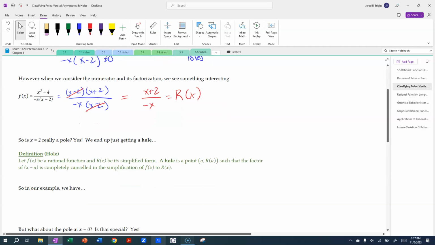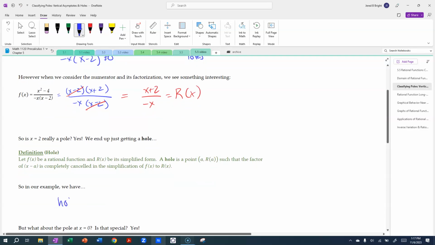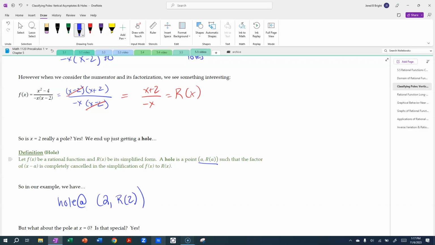So for our instance, we have a hole at x equal to 2, and then I would need to put 2 into r of 2, according to the definition, to find out the location of the hole. So if I do this, 2 plus 2 over negative 2, what would that give me? 2 comma, let's see, 4 over negative 2, negative 2. So I would have a hole at this point when I go and graph the function. Point being, a pole can be a hole.